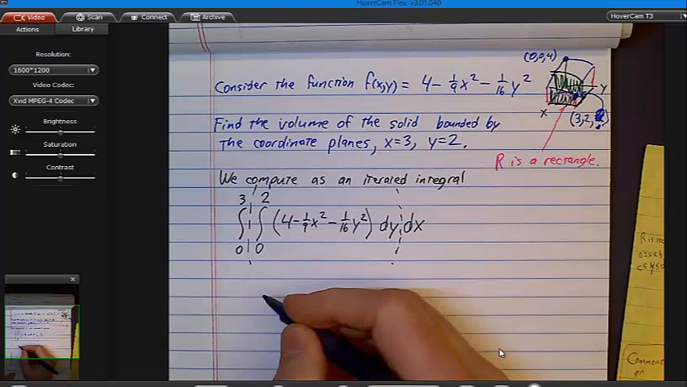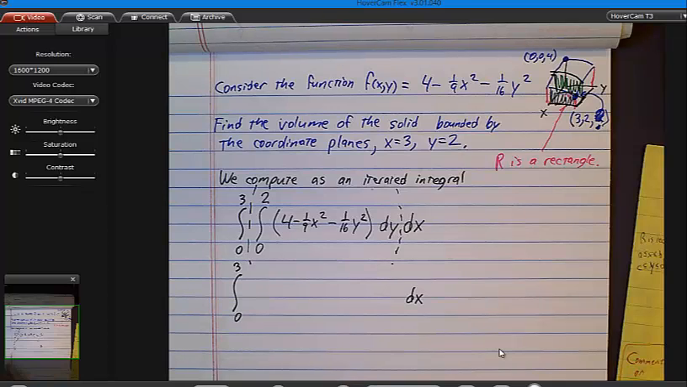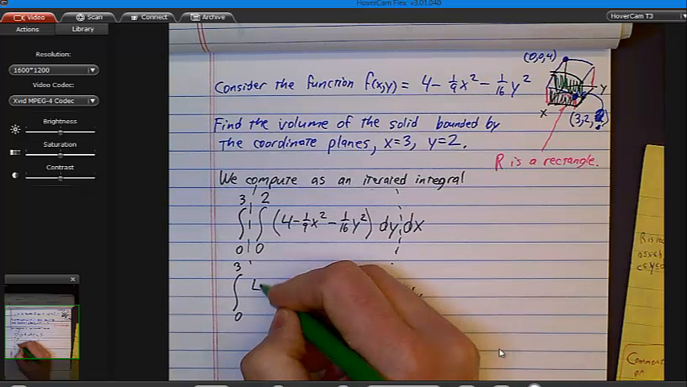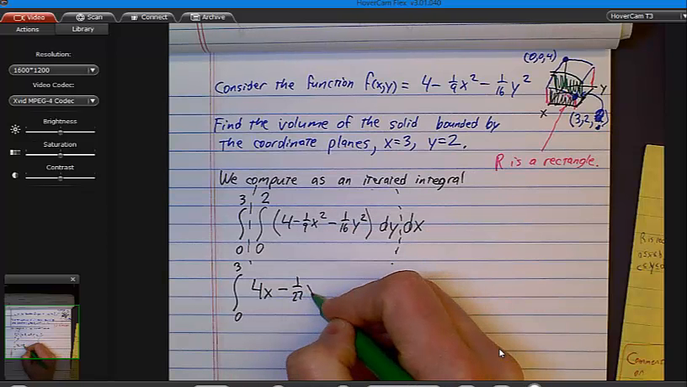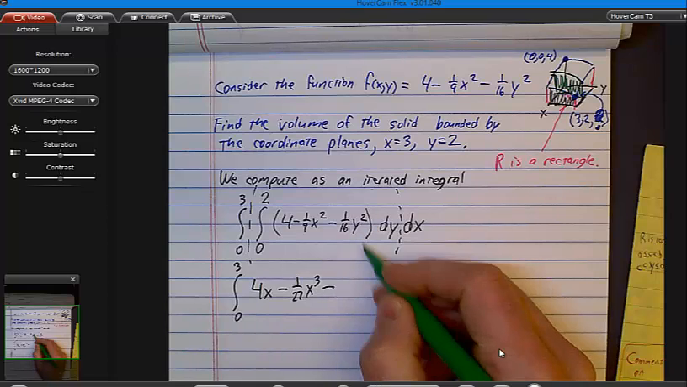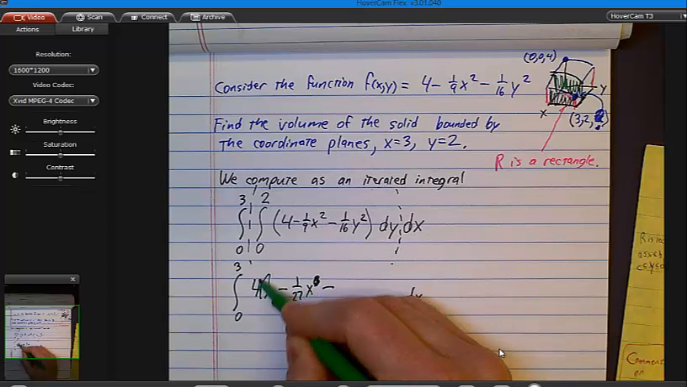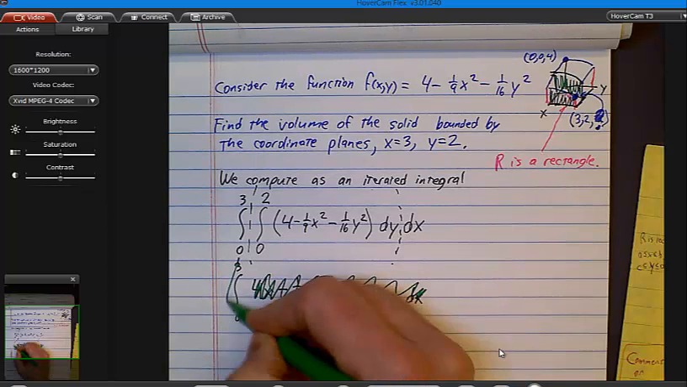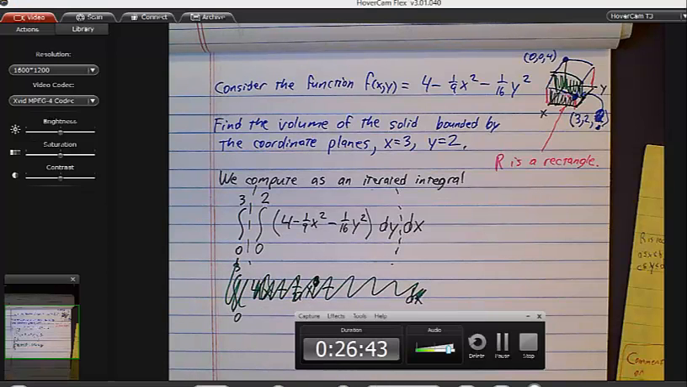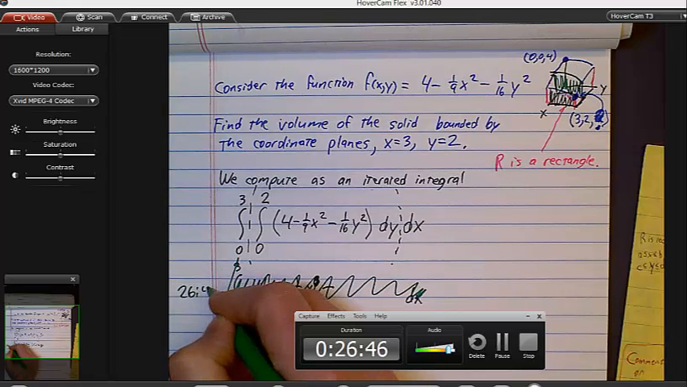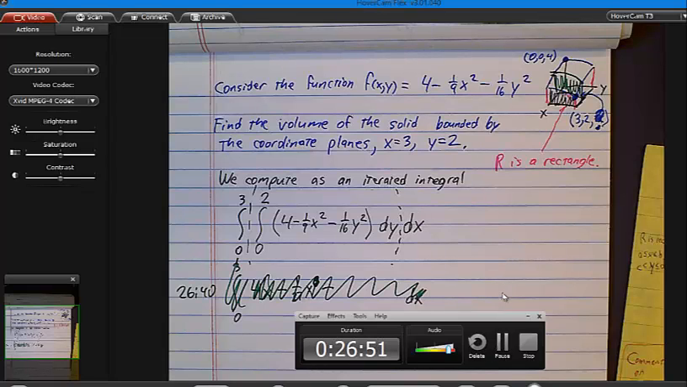What do I get? Let me leave the 0 to 3 dx here and work on that integral. So this becomes 4x minus x cubed over 27, and minus... Whoa, start over. Hey, great thing is, I'll delete that when it goes to production. No one at home will ever know why that suddenly got scratched out, but you guys know. All right, let's try that again.